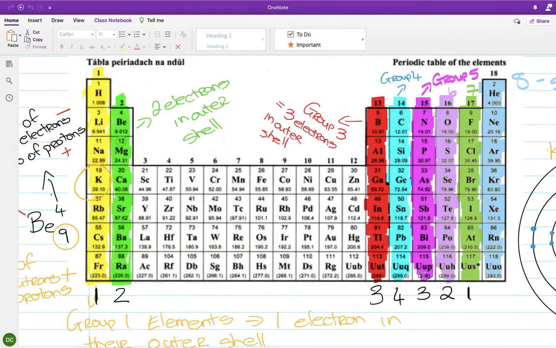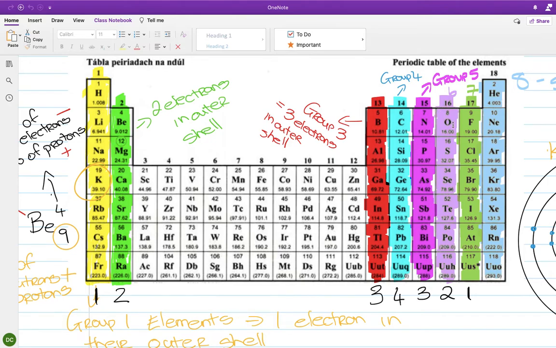So what do we have? Sorry, what group am I in? Sorry, I'm in group 5. So these atoms have 5 electrons in their outer shell. They are never going to get rid of 5. So what they're going to do is attempt to gain 3. That's why this is a 3.